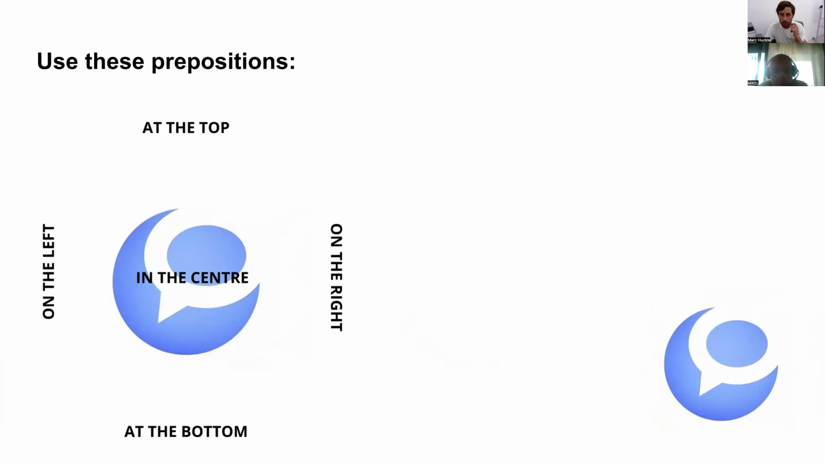Good thing to do is to be aware of the different prepositions you need to be using. Be careful with the prepositions, they change. You have in the center of the photograph, at the top of the photograph, at the bottom, on the right, on the left. You can point to the image, but you need to use these types of prepositions.